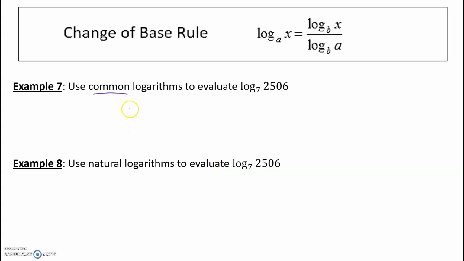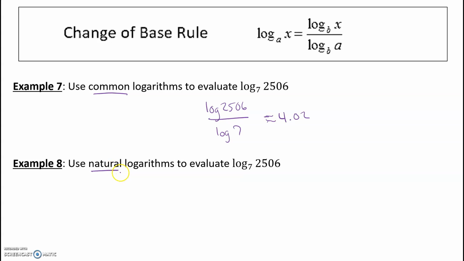So this one wants you to use the common log, which is log base 10, and this one wants you to use the natural log. Either way, you should get the same answer. So it should be log whatever base you choose of x and log whatever base you choose of a, and you divide them. So we're going to type this in the calculator as log of 2,506 divided by log of 7. So we made them both a base 10 now. And when you type that into your calculator, which I did put on Google Classroom again, you should get about 4.02.